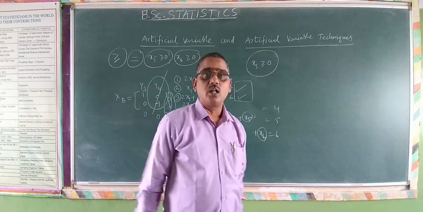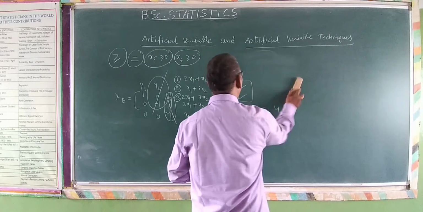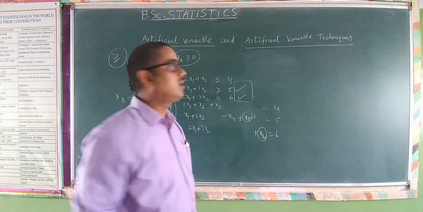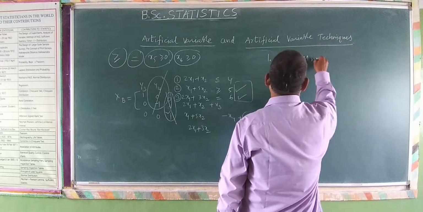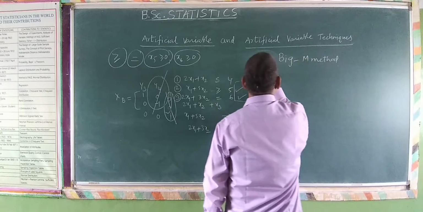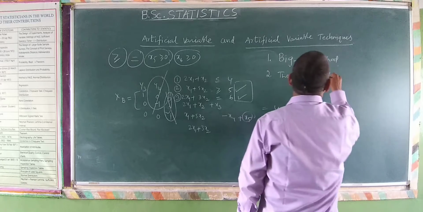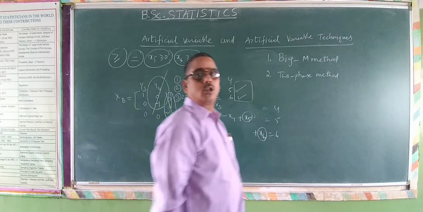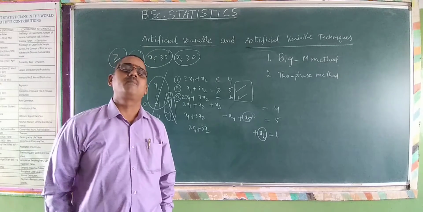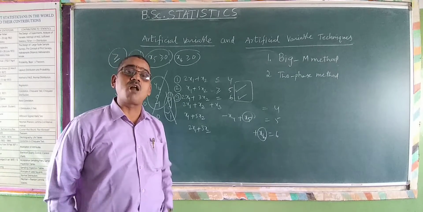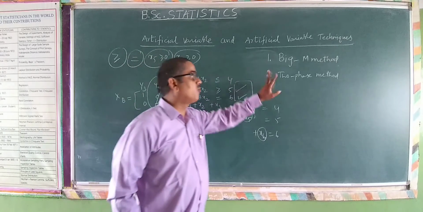Now come to the artificial variable techniques. What are the artificial variable techniques? In general, we have two artificial variable techniques which are in use: one, the Big M method, and second, the two-phase method. These are the two methods we generally use. If a linear programming problem involves an artificial variable, we use two kinds of techniques: the Big M method and the two-phase method.